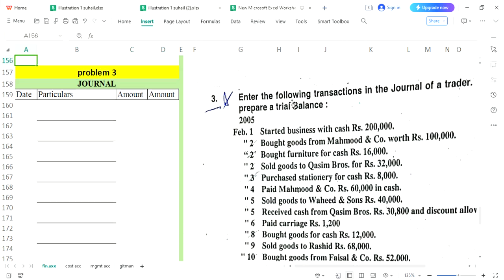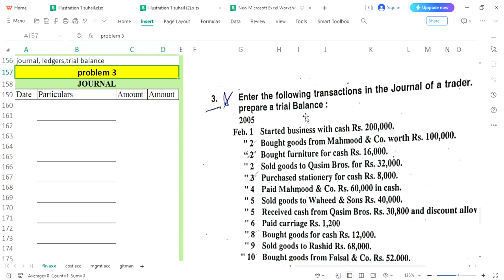We will take the three steps. The very first step, we will be making the journal, and then we will be making ledgers, and these ledgers will be converted into our trial balance. This is what we will be doing in our lecture.